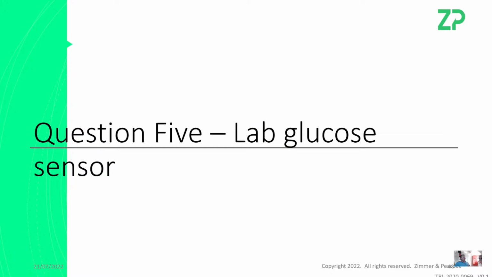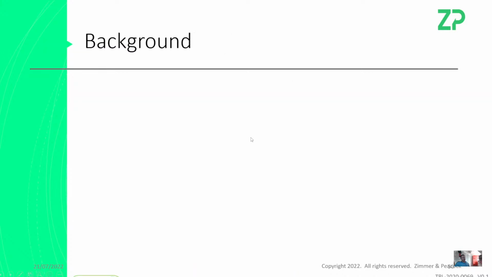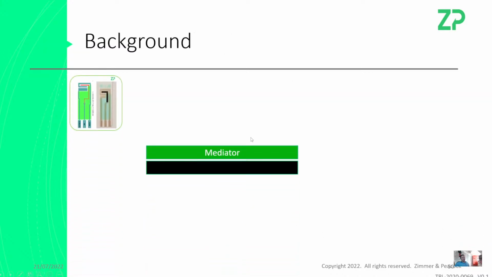Somebody came to us this week and asked us, I essentially teach at a university, and this is the question: we make glucose sensors, we have been using carbon printed electrodes with a silver chloride reference, and we're looking for other sources. Okay, that's quite unusual, carbon printed electrodes. And the reason it's quite unusual is this: if you're using a carbon electrode, you often use a mediator. So the questioner didn't say they were using a mediator. I will assume that they were using a mediator.